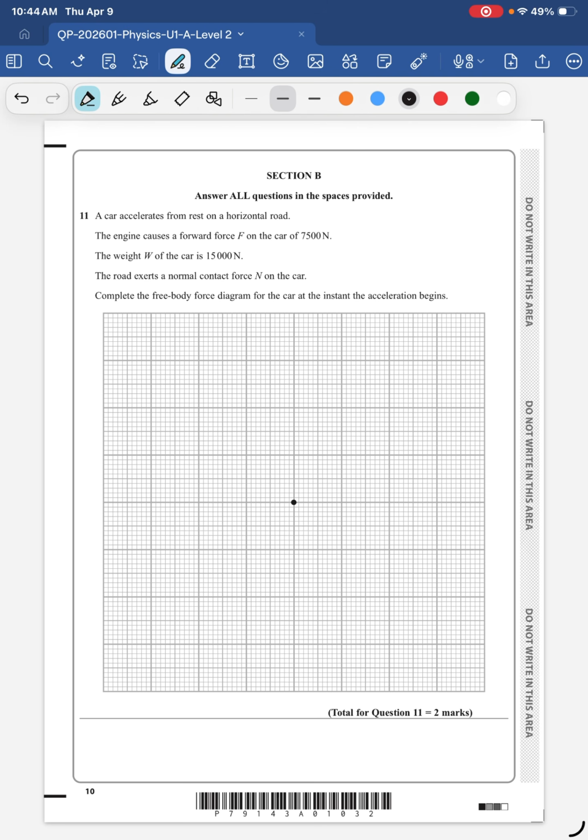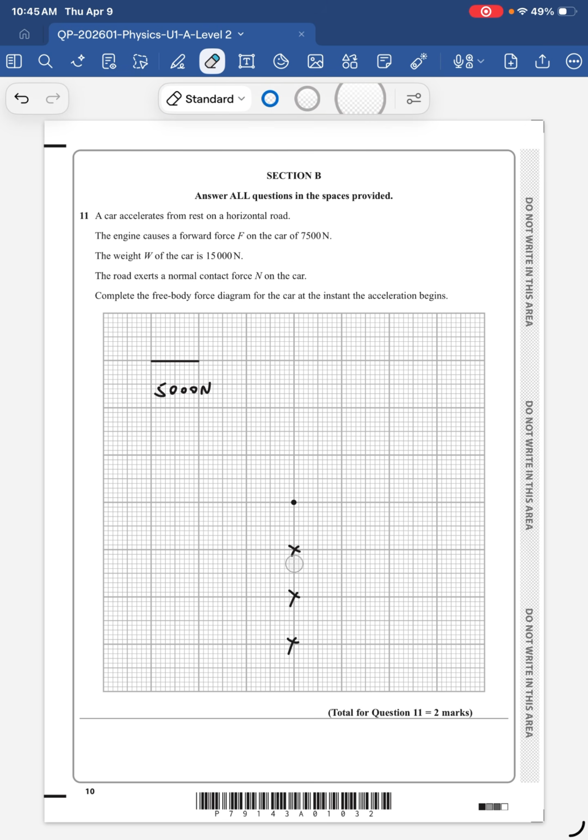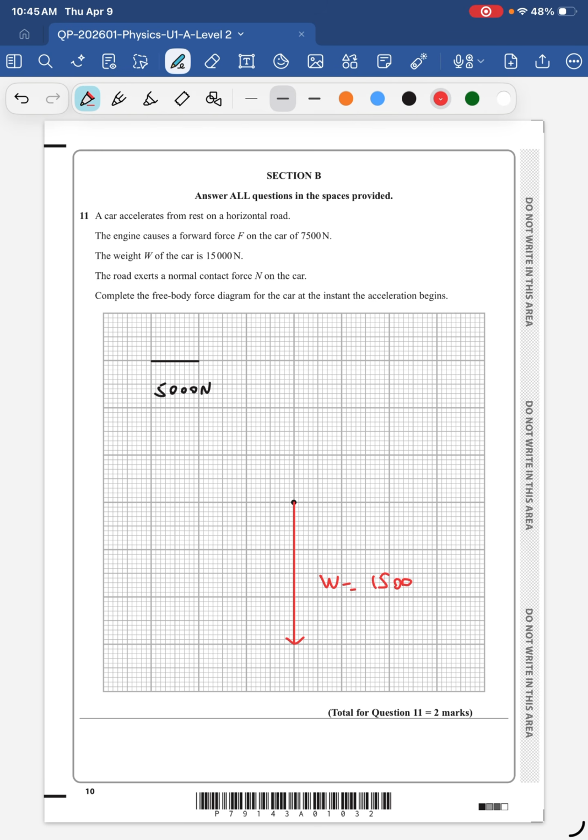So we will assume that this box represents 5,000 newtons. This way, since the weight of the car is 15,000 newtons, we will need 3 boxes. So 1, 2, 3. That's going to be the weight. Let's use red color. So this is the weight, which is 15,000 newtons.